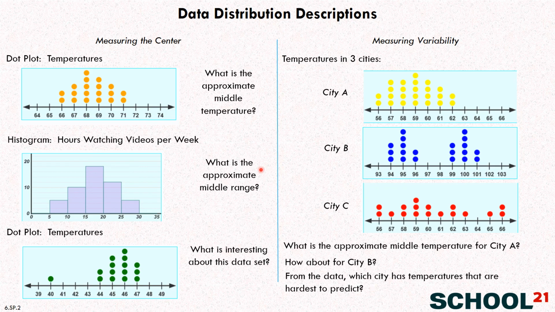So what have we learned? Well, you can just see from graphs like dot plots and histograms, you can easily see the center and how the data vary or are spread out. And both of those things are really important things for statistics.